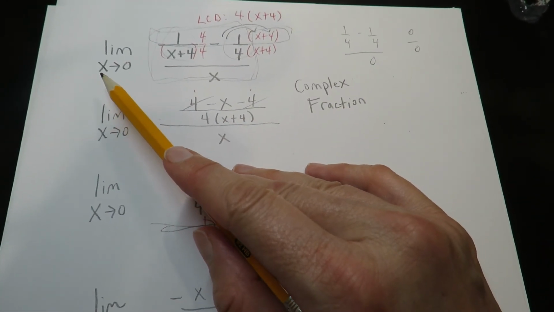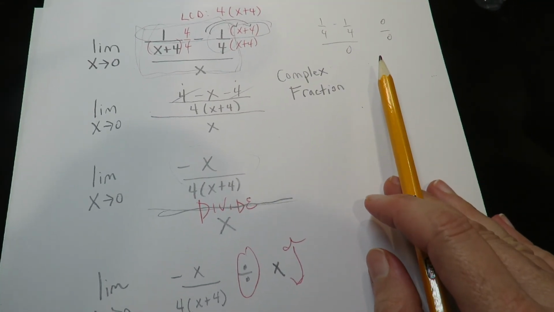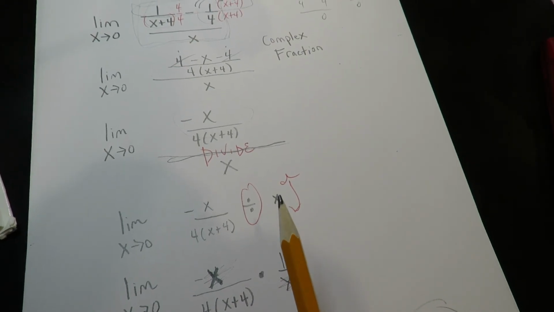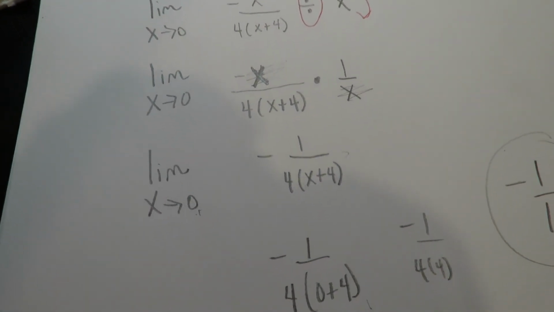So just as a very brief recap, if you're taking the limit of a complex fraction and you're getting an indeterminate form, the concept is to use the LCD to collapse the complex fraction into a simpler fraction and then take the limit of that.